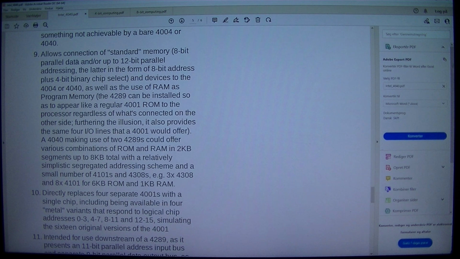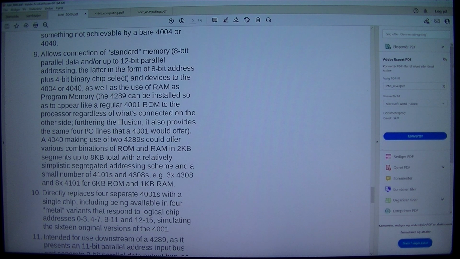9 allows connection of standard memory devices to the 4004 or 4040, with 8-bit parallel data and up to 12-bit parallel addressing, the latter in the form of an 8-bit address plus 4-bit binary chip select, as well as the use of RAM as program memory. The 4289 can be installed so as to appear like a regular 4001 ROM to the processor regardless of what's connected on the other side, furthering the illusion. It also provides the same 4 I/O lines that a 4001 would offer.